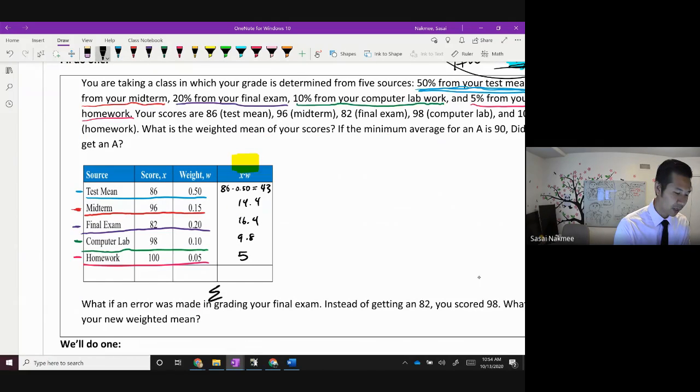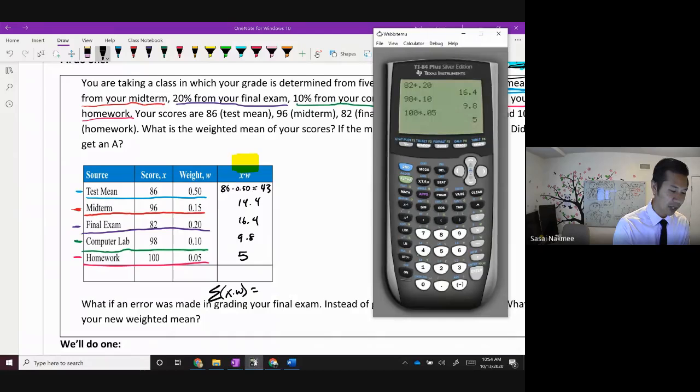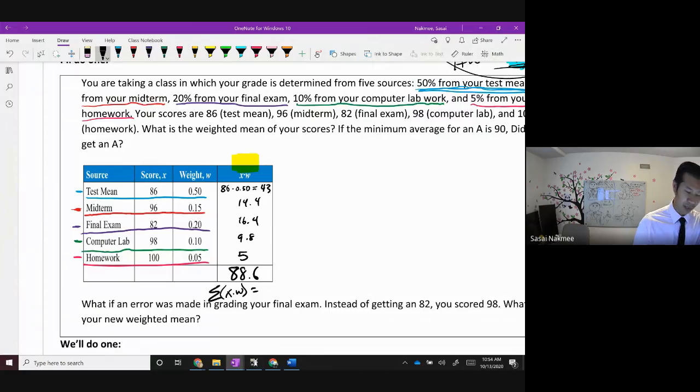So the sum of these things of x times w is just going to be equal to the numbers that I have in this chart added straight down. So I'm going to just take this 43 plus this 14.4 plus this 16.4 plus 9.8 plus 5. And I just simply add it straight down, right? And what do I get here? I get the sum of this is going to be equal to 88.6.